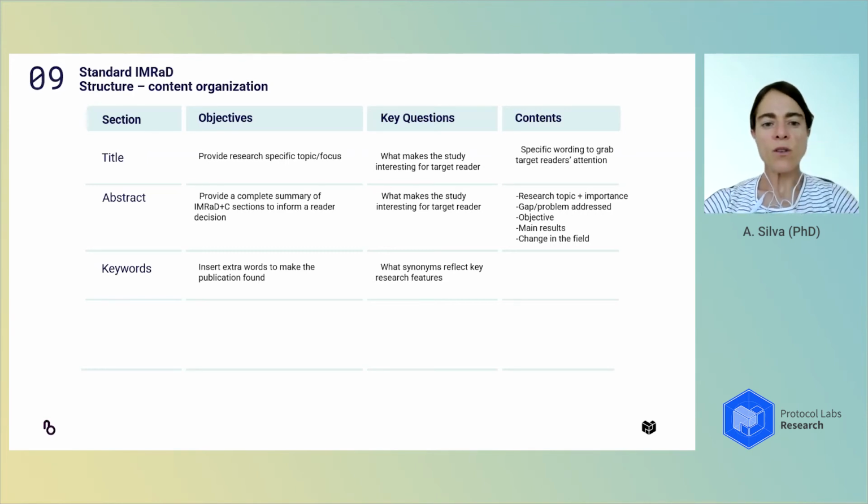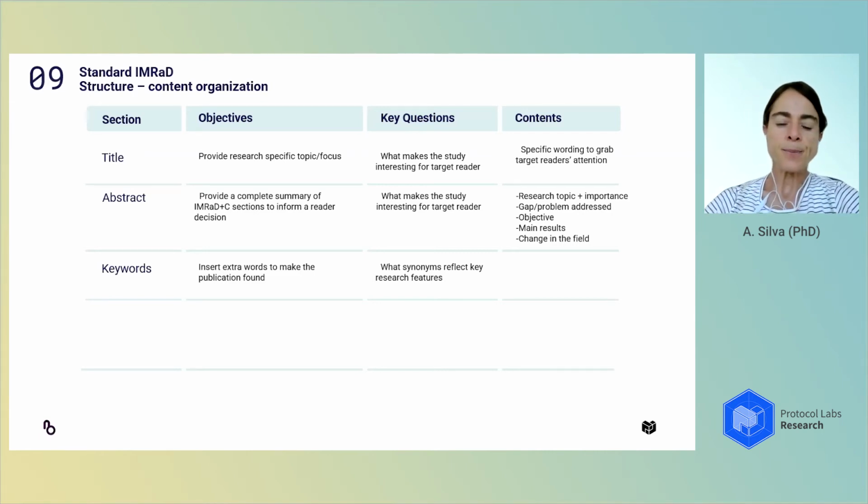The keywords are there to be used by the search databases. Okay, so the search engine, sorry, the extra words to make the publication found, it should be using synonyms, not repeat words from the title. The idea is to make it more findable by using more words that search engines might get hits on.